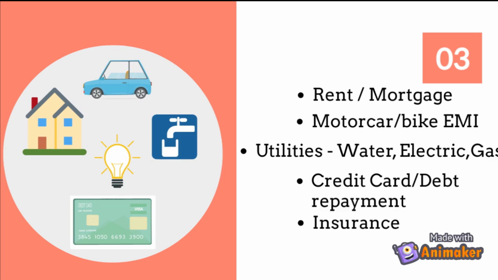Then we have car or bike loan repayments. You have utility bills. This may vary, but you still get it on a regular basis. These are cable, cell, electricity, water, and gas. Next, you have debt repayments and credit cards. And finally, insurance. This can be on your vehicle, loan, home, or health insurance.